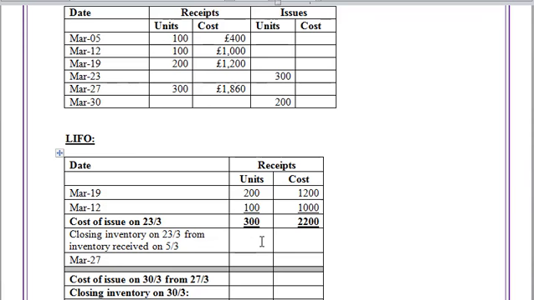Then we have the closing inventory. So the closing inventory on the 23rd of March will be from inventory received on the 5th of March. So we've issued out those two. Then we have the really oldest inventory. So the 5th of March will become my closing inventory, which I bought at £400. Then you received inventory on the 27th of March, 300 units. So I just want to throw that in there.